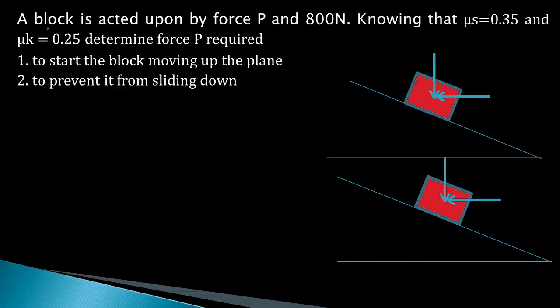In this problem, a block is acted upon by the force P and 800 Newton. This block is subjected to two forces. This is the force P and here we have the 800 Newton. This 800 Newton is nothing but the self weight of the given block.